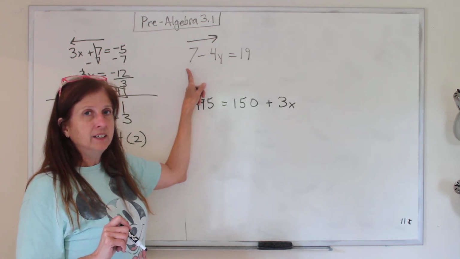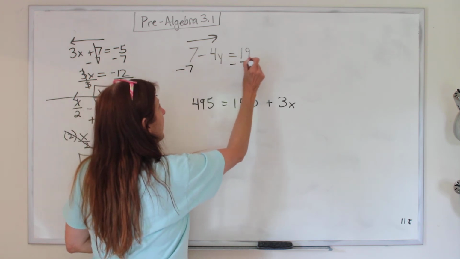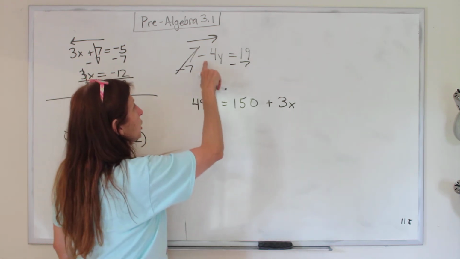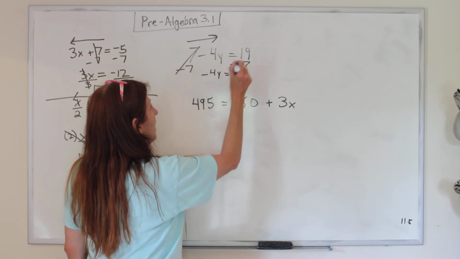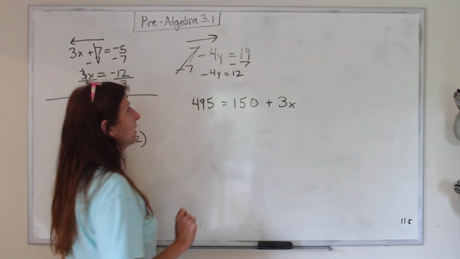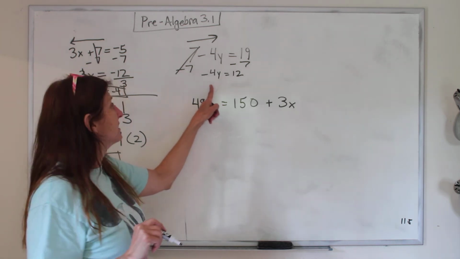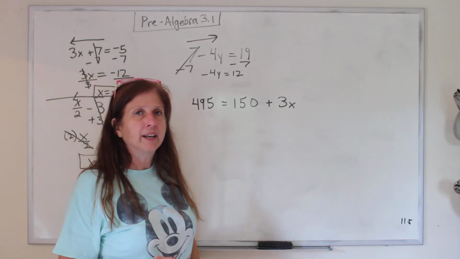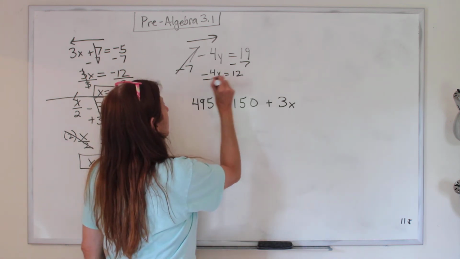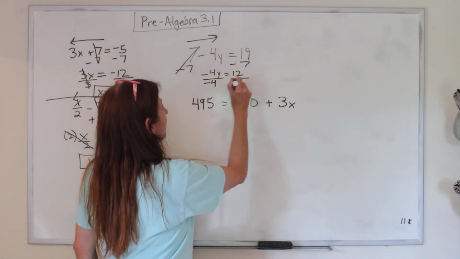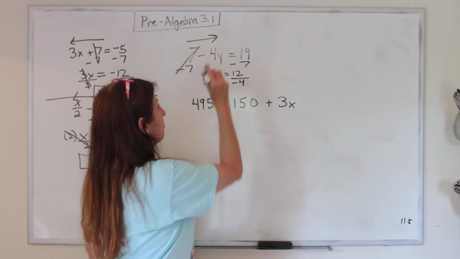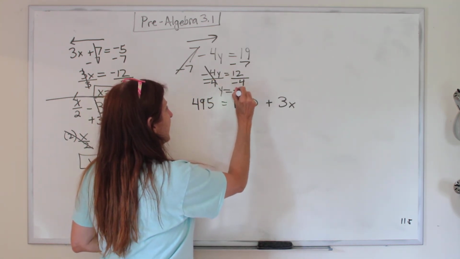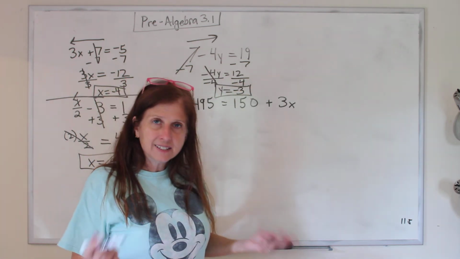What's the opposite of plus 7? Minus 7. What I do to one side, I do to the other. These cancel out. I bring down what I didn't mess with, including that negative sign. 19 minus 7 is 12. Why is y not alone? Yay, we got to say it again. Because it's being multiplied by a negative 4. What is the opposite of multiplying by negative 4? Dividing by negative 4. What I do to one side, I do to the other. These cancel out. I bring down what I didn't mess with. Y equals 12 divided by negative 4 is negative 3. Ta-da! This isn't so bad, is it?